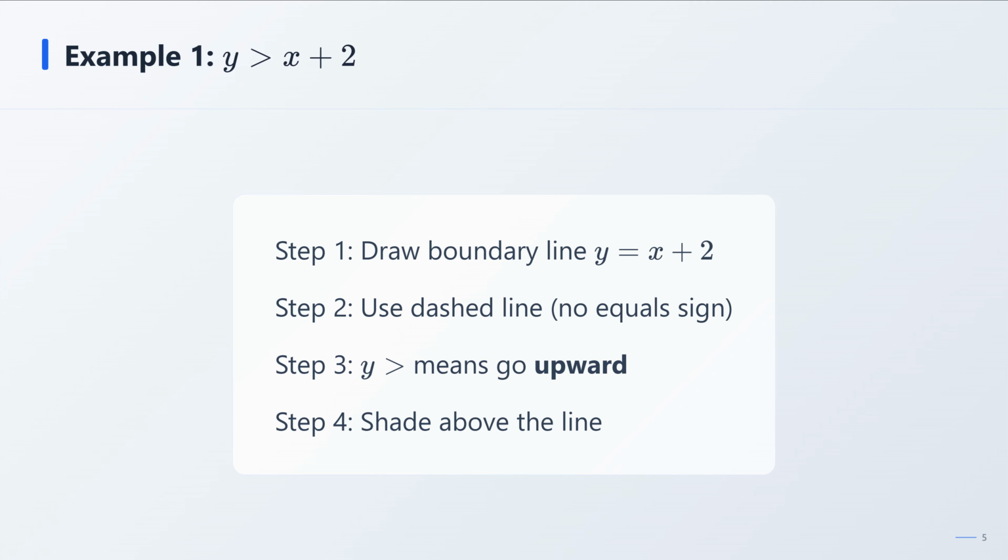Let's apply this to an example. We have y is greater than x plus 2. First, we draw the boundary line y equals x plus 2. Since there's no equal sign in the inequality, we use a dashed line to show that points on the line itself aren't included. Now, since we have y greater than, we need to go upward. So we shade everything above the line. Done.